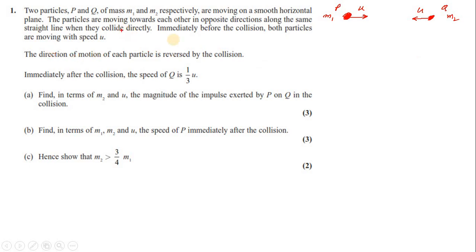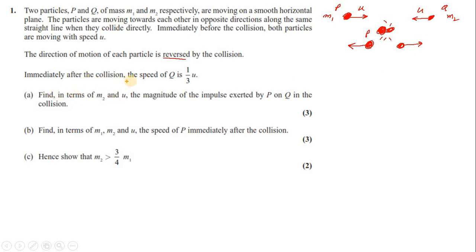And they collide, so that means these particles, particle P and Q, are of course going to collide, and there will be a collision in between. The direction of motion of each particle is reversed by the collision. So after collision, both the particles move in the reversed direction. So particle P is coming back, and particle Q is going in that direction.